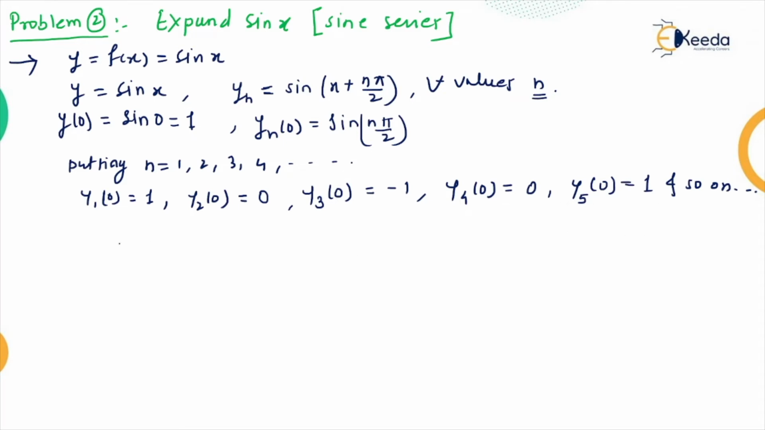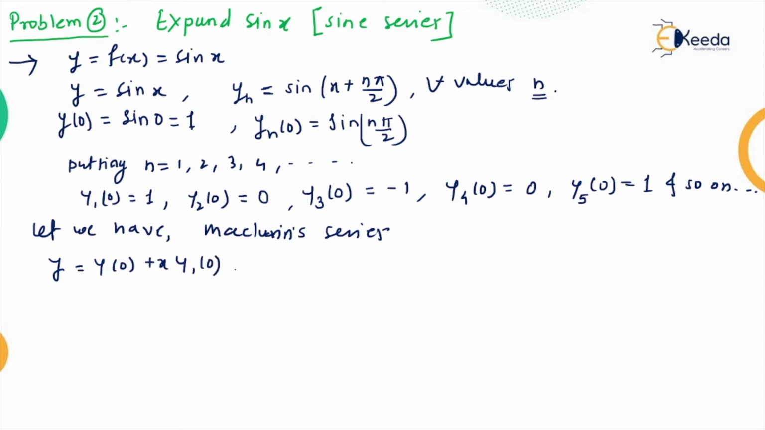Now by Maclaurin's series, or Maclaurin series expansion, what is the Maclaurin series expansion, guys? I am writing here y is equal to y of 0, plus x into y1 of 0, plus x square divided by 2 factorial into y2 of 0, plus x cube divided by 3 factorial into y3 of 0, and so on. In this way, this is the Maclaurin series.